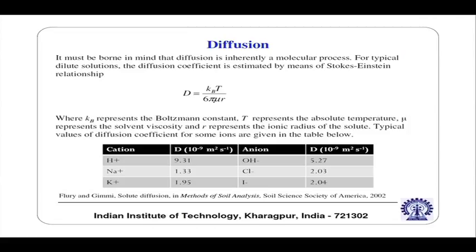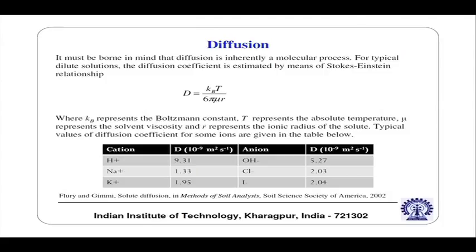Now the question is how do you obtain the diffusion coefficient? It must be borne in mind that diffusion is an inherently molecular process. For typical dilute solutions, the diffusion coefficient is estimated by the Stokes-Einstein relationship. Again, we discussed the Stokes-Einstein relationship in the context of electrokinetics. So the same thing is written here. Your diffusion coefficient is written in terms of the Boltzmann constant, absolute temperature and the ionic radius of the solute. If you have a particular ionic species, for example, there are several examples of various cations and anions. It is the ionic radius if you are bothered about the ionic species being diffused.